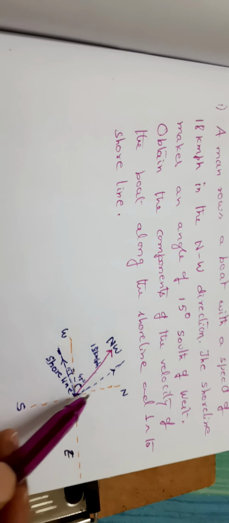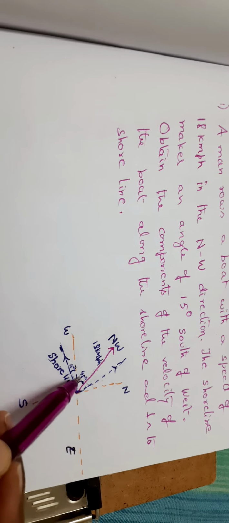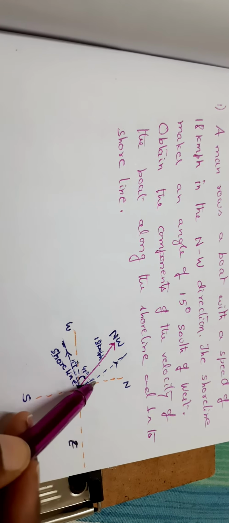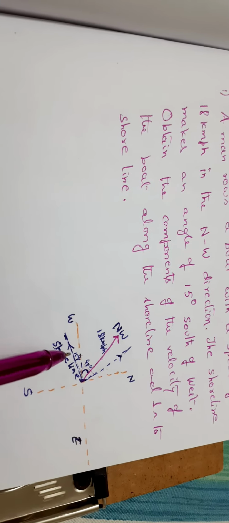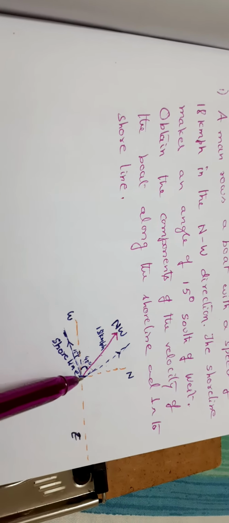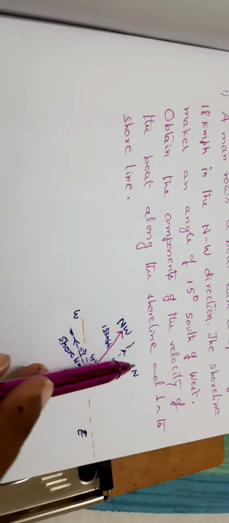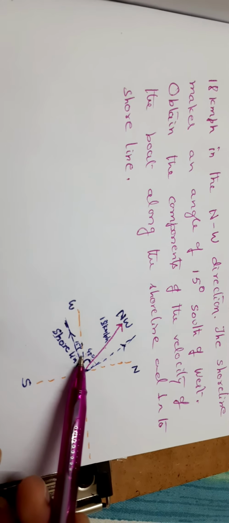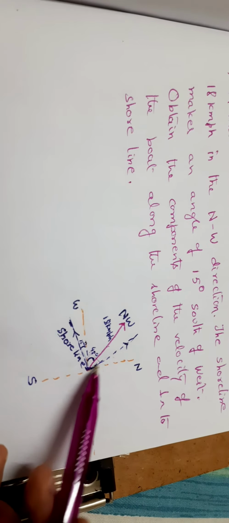So perpendicular means here it is. It may lie like this, at 90 degrees with the shoreline. Don't ever get confused with perpendicular to north, because in the diagram you may feel as if this is the shoreline and this is the other component. No, the other component absolutely acts at 90 degrees with this. So this is the perpendicular component.